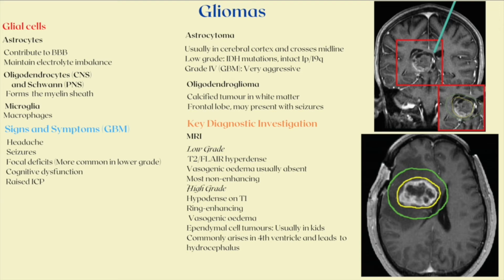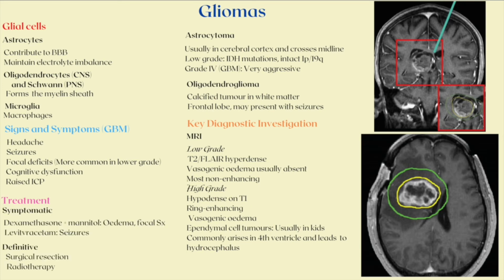Oligodendrocytomas, as we mentioned before, appear calcified and in the frontal lobe. Ependymal cell tumors are usually in kids and commonly arise in the fourth ventricle, leading to hydrocephalus.